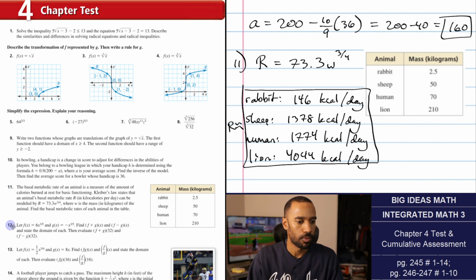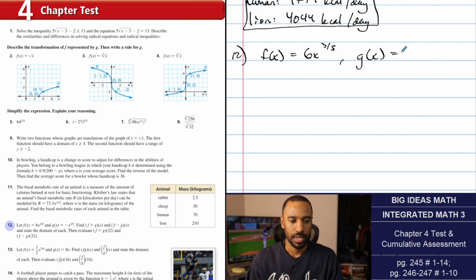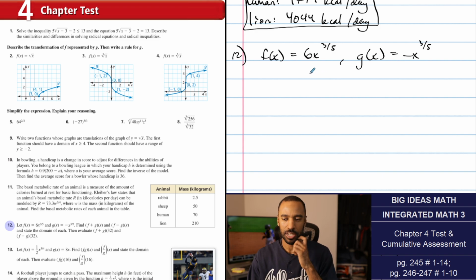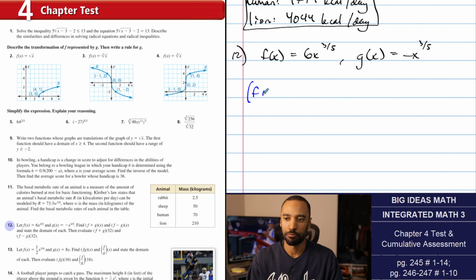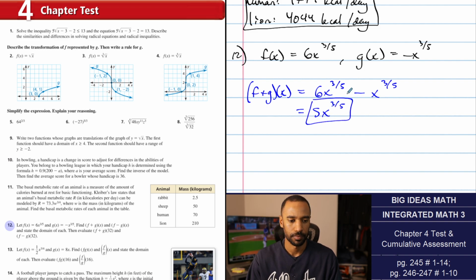Let f of x equal 6x to the 3/5 power, and g of x equal negative x to the 3/5 power. Find f plus g of x and f minus g of x. Now, these are like terms, so this will be just fine. When you do f plus g of x, that's f of x plus g of x. We have 6x to the 3/5 plus negative 1x to the 3/5, which simplifies to 5x to the 3/5 power. I'm fine leaving it like that.